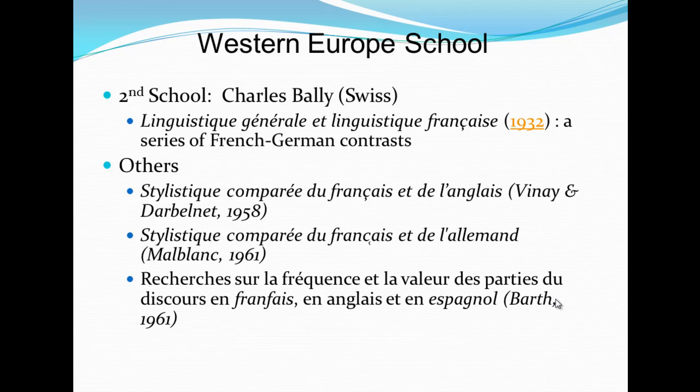Now, these are the other important works from the Western European language school. As you can see, it was mainly about comparing and contrasting popular Western languages. So, like Stylistique comparée du français et de l'anglais. Right? And you can translate that for yourself using the context that we have learned in English. Comparative stylistics between French and English. Stylistique comparée du français et de l'allemand. German.